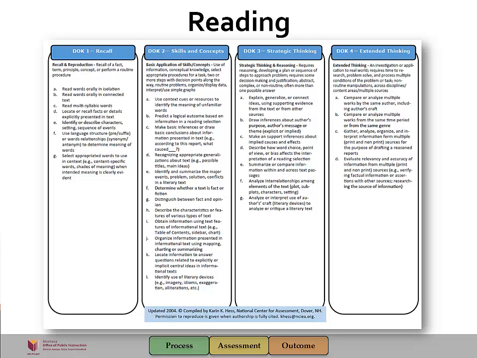Now we're going to look at each of the descriptions under the depth of knowledge definitions. Under depth of knowledge 1, we have recall and reproduction. Here we have some specific description terms that can help you in making alignment judgments. For depth of knowledge 2, basic application of skills and concepts. Depth of knowledge 3, strategic thinking and reasoning. We have our definition, followed by our descriptions. And for depth of knowledge 4, extended thinking, again we have our definition, followed by more descriptive terms that can be used in making our alignment judgments.